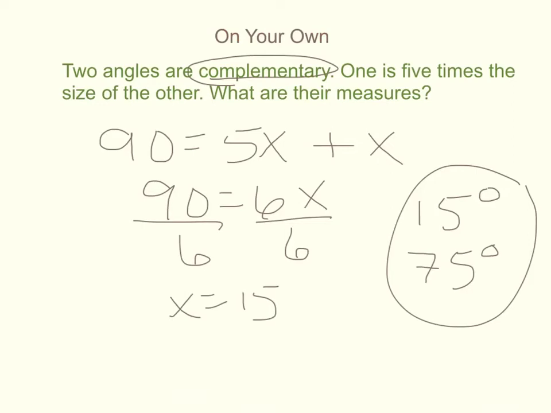Simplifying my equation by combining like terms, I get 90 equals 6x. Dividing both sides by 6, I find out x equals 15. Going back and plugging in 15 for 5x and x, I can determine that one of my angles is 15 degrees and the other is 75 degrees. Please take a moment to correct your work if you need to in your notes. If you got it correct, great job, and you're ready to move on.